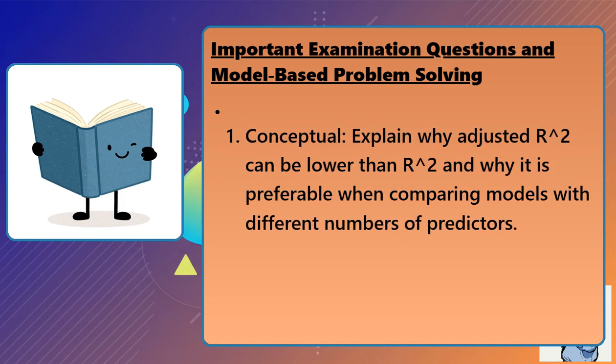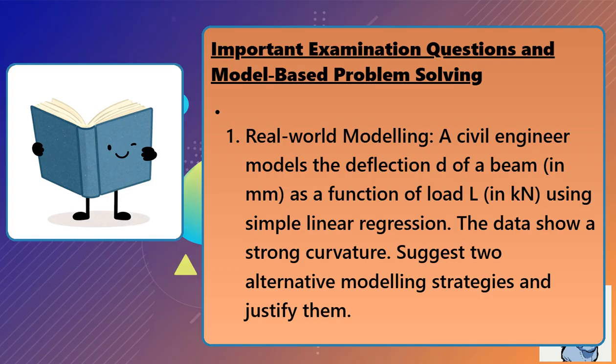7. Conceptual: explain why adjusted R squared can be lower than R squared and why it is preferable when comparing models with different numbers of predictors. 8. Real-world modeling: a civil engineer models the deflection d of a beam in millimeters as a function of load L in kilonewtons using simple linear regression. The data show a strong curvature. Suggest 2 alternative modeling strategies and justify them.